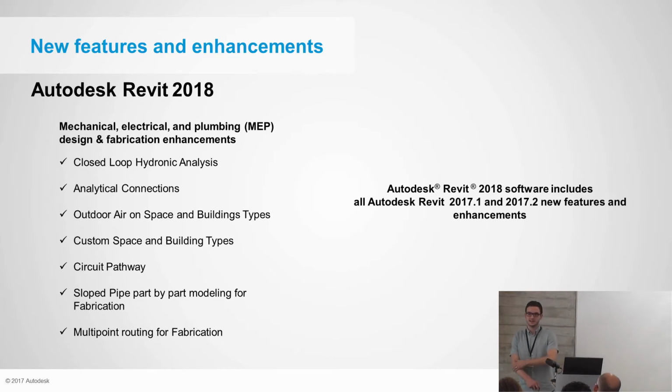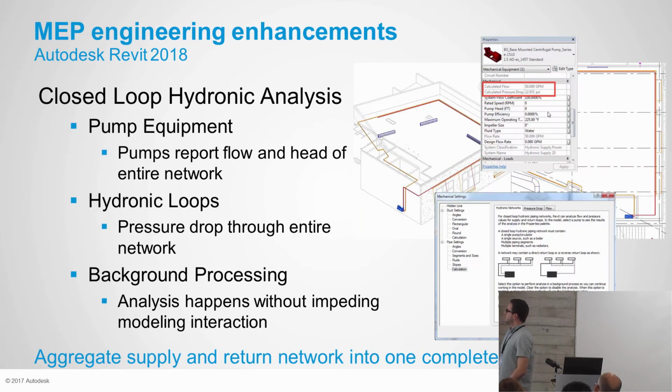Outdoor air and space and building types: this is just customizing that and adding new features to it. Then a bit about electrical circuit pathways, slope pipe for fabrication and multi-point fabrication. I don't know anyone who is actually using the fab parts in Revit at the moment. I don't really agree with them because once you turn it into a fab part, it becomes a dumb element, which defeats the whole point of BIM, I think.